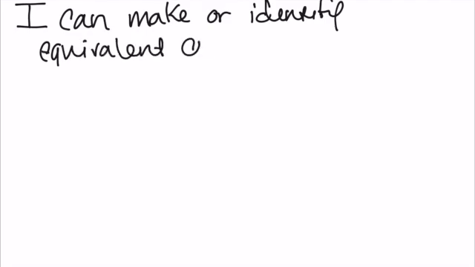All right, guys, today we are reviewing the number properties. We hit them last week a little bit, so we're going to go over them again today. So write down today's I can sentence. I can make or identify equivalent expressions. I can make or identify equivalent expressions.